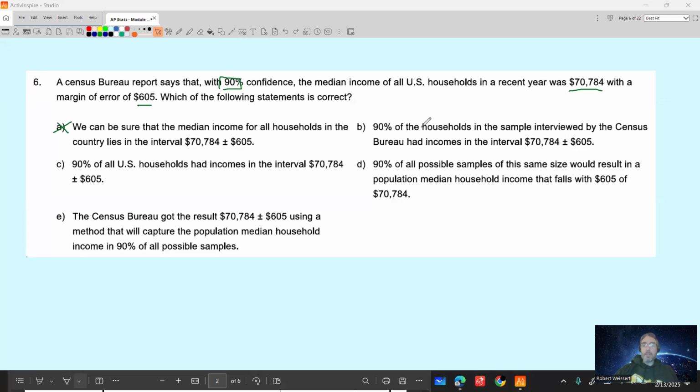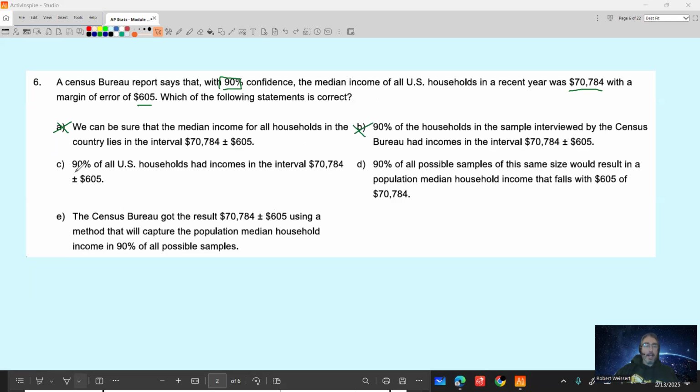Letter B, 90% of the households in the sample interviewed by the Census Bureau had incomes in the interval from $70,784 plus or minus $605. That's not how confidence intervals work. What we're trying to capture is the true, in this case, median income. So that's not the wording that's correct.